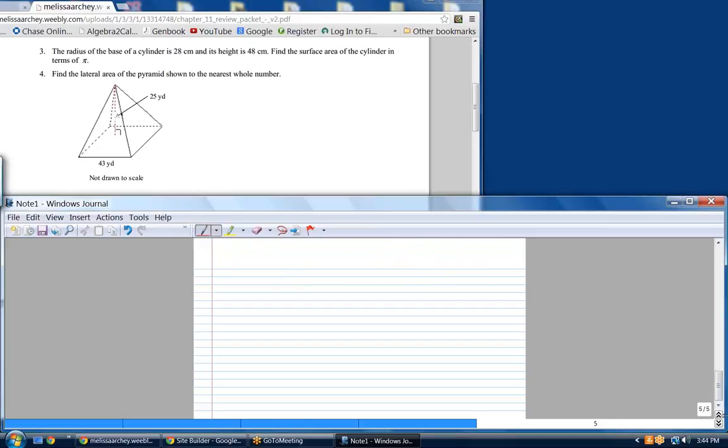Okay, so we want the lateral area of the pyramid shown to the nearest whole number. And that's because there's no pi involved in this thing. Right. So the lateral area of the pyramid. To get that, doesn't that form a right triangle? Yeah, this is going to be a little harder than it looks. Let's start. The total surface area would be the lateral area plus one base, the area of the base. And they're only asking for the lateral area.